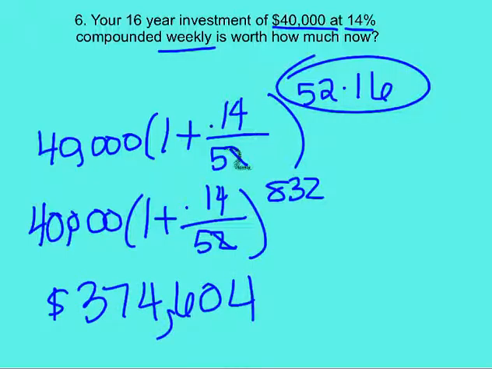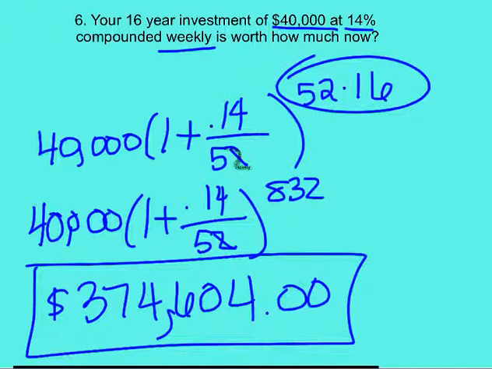So this is a lot of money that got raised. So this is one of those reasons for putting money in the bank early so you can be collecting interest on it. But I guarantee you, you will not find a bank that pays you 14% interest. So you would end up getting $374,604. Okay, so that concludes your note video for today.